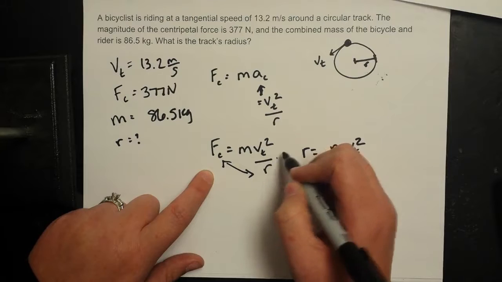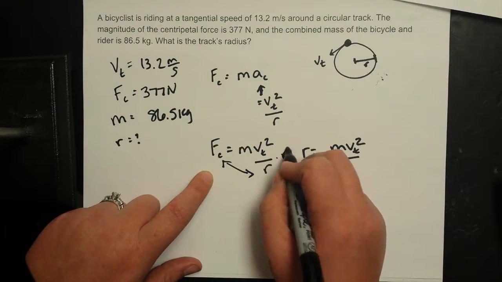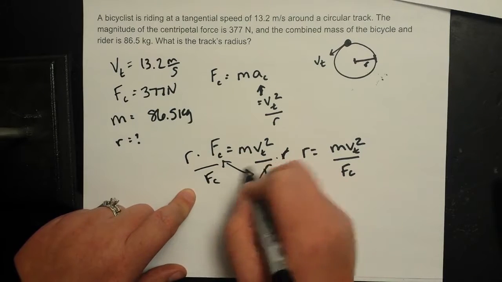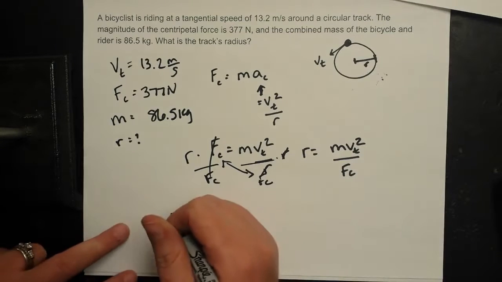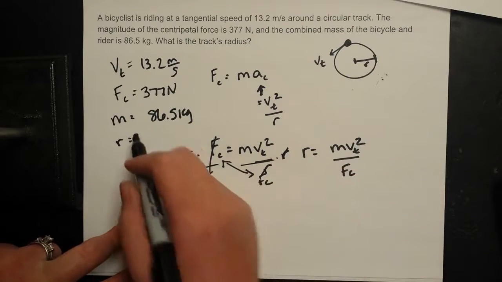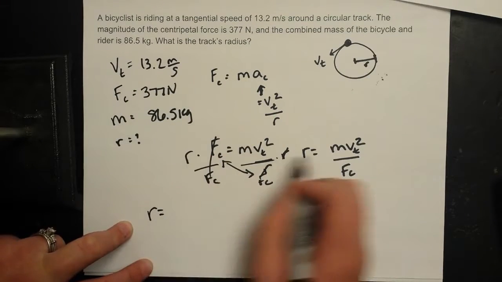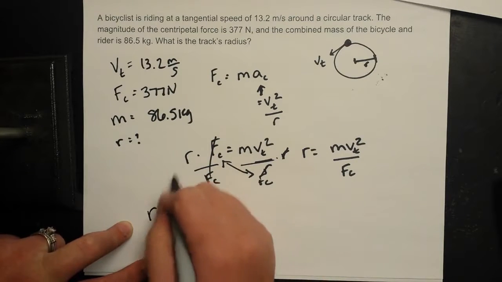But again, just as easily I could have multiplied the radius out and then divided both sides by centripetal force. That would give me the same thing I have over here. Alright, so now I've got my radius. I know my mass, I know my tangential speed, I know my centripetal force. Everything is in the correct SI unit, so I'm going to go ahead and plug and chug.